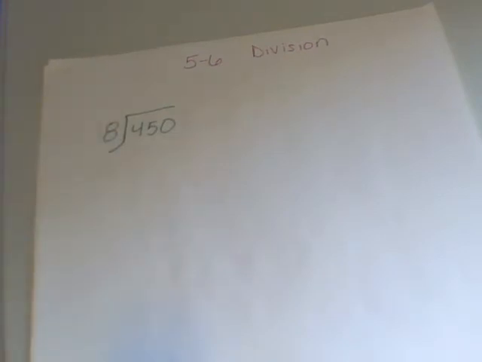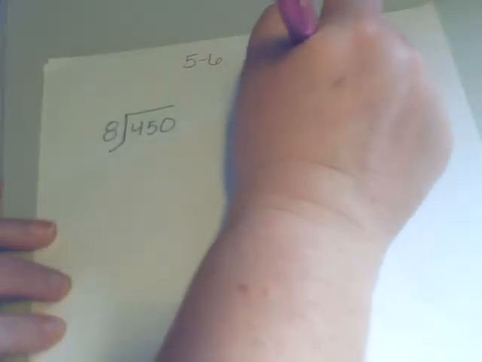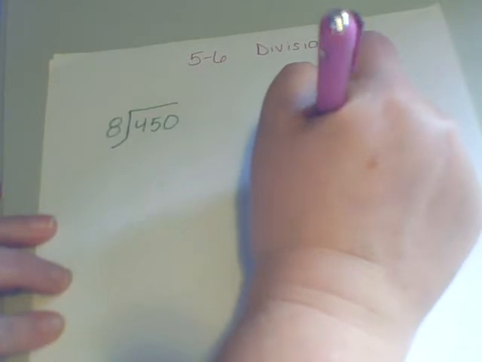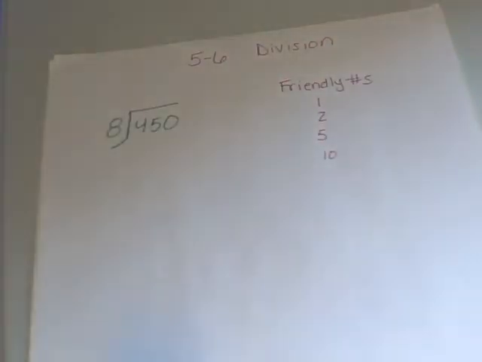So remember, whenever we divide, we want to use our friendly numbers. And remember what we talked about. Our friendly numbers are 1, 2, 5, and 10. Okay, those are our friendly numbers. So we need to figure out how many times 8 can go into 450.